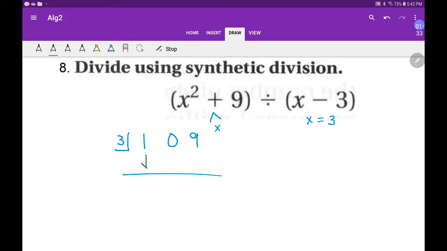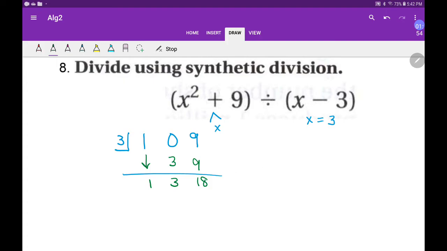I'll bring down my 1. I multiply by 3, and I say 3. And I add the 3 and the 0. And then I say 3 times 3, and that's 9. And for a minute there I thought, oh, it's going to be 0. But no, when I add I get 18. I'm not subtracting 9. So I get 18.